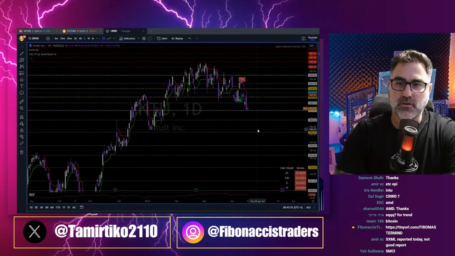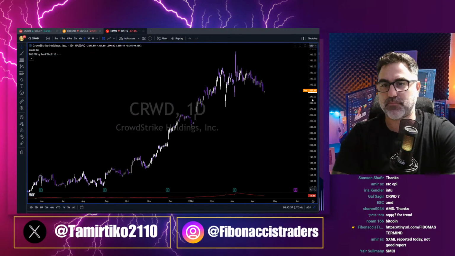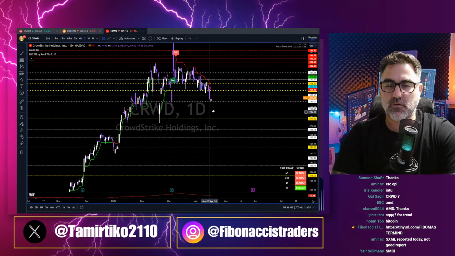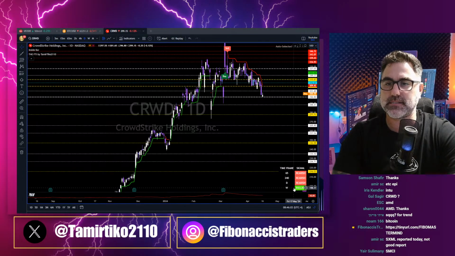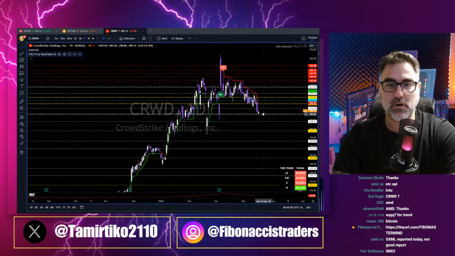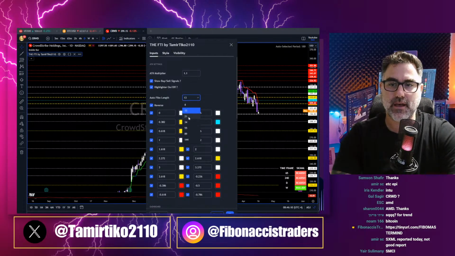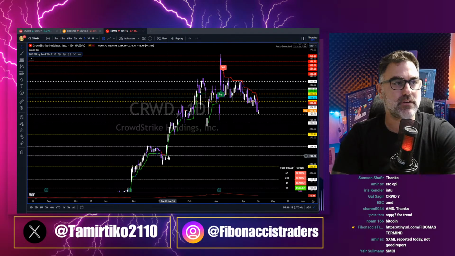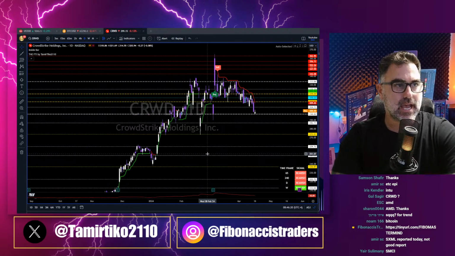CrowdStrike. What do we see? Same price action, slowly grinding down. And the FTI shows us that on all time frames except the weekly, we are bearish. So it means no long on CRWD for now. You can go short below yesterday's lows towards the 286, 273, and you also have a gap over here and a gap over here at the 250.